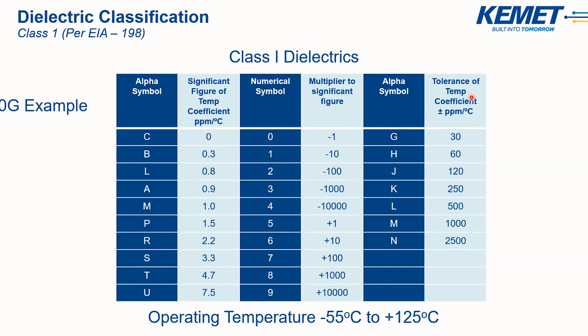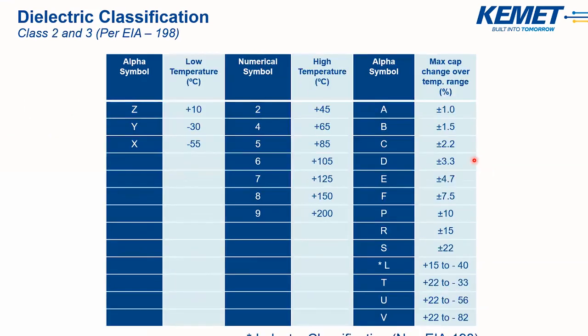So for example, C0G, that's 0 times -1, which is 0, plus or minus 30 ppm per degree C. So the TCC for a C0G is 0 ppm plus or minus 30 ppm per degree C, and that's about 0.3% capacitance shift at 125 C. U2J, for example, is 7.5 times -100, so that's -750, plus or minus 120 ppm per degree C, which is about 7.5% at 125 C. Even though U2J does have some shift in capacitance versus temperature, it's very linear and predictable. So class 2 and class 3 dielectrics are specified differently.